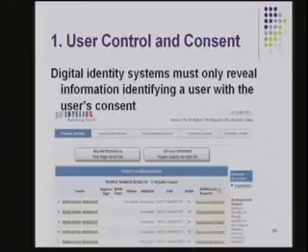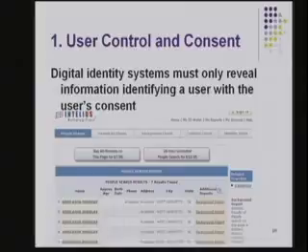The digital identity system must only reveal information identifying a user with the user's consent. So this basically gives a sense of control to the user about his digital identity information on the web. There are definitely a lot of websites which archive public information or information available online and give it to users for use. One of them, I just put my name there. I was thinking of putting somebody else's, but just to be safe, I put my name there, and there were 7 records found. And anybody without my permission can look into these records.